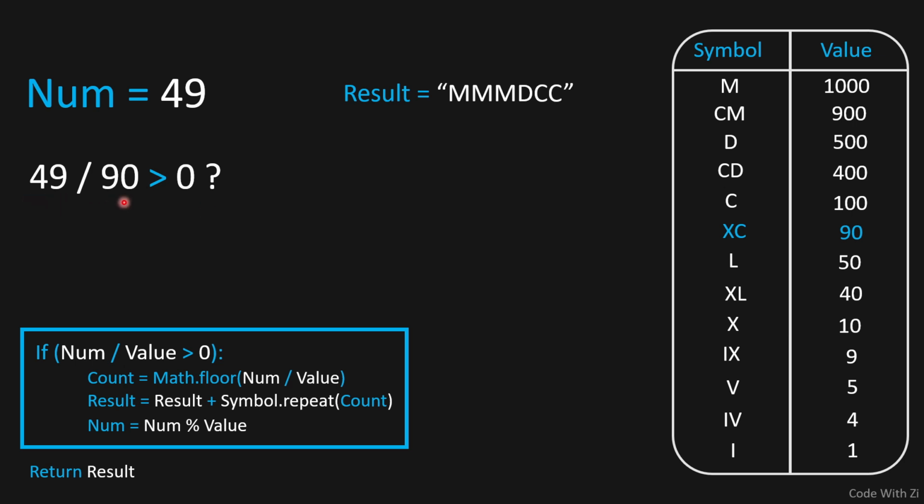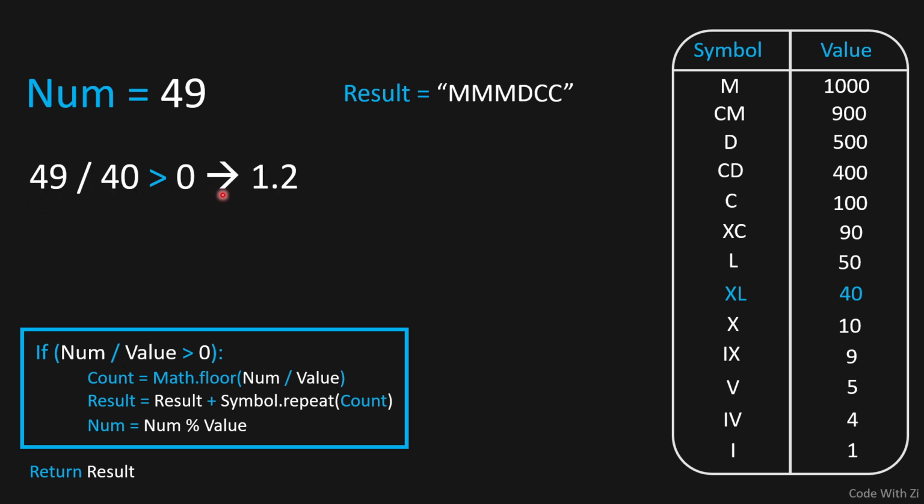49 divided by 90, and it's not gonna be greater than 0. So we're gonna move on to our next pair, which is L and 50. 49 divided by 50 is not gonna be greater than 0. So we're gonna move on to our next pair, which is gonna be XL and 40. Again, the same thing. We're gonna say 49 divided by 40 is greater than 0.